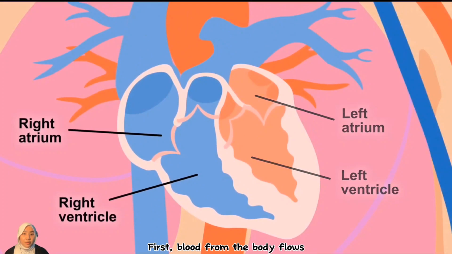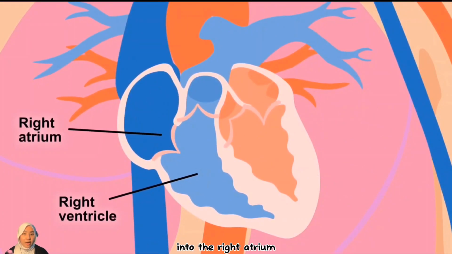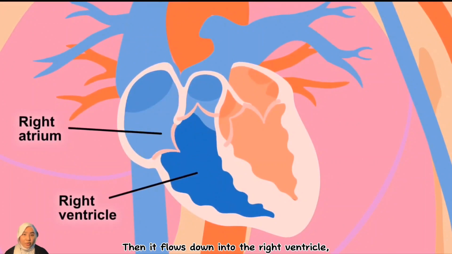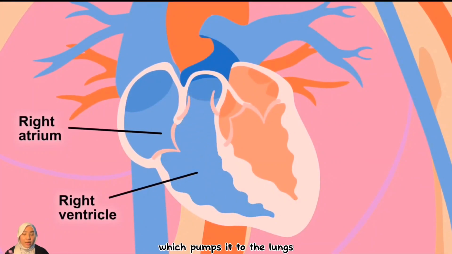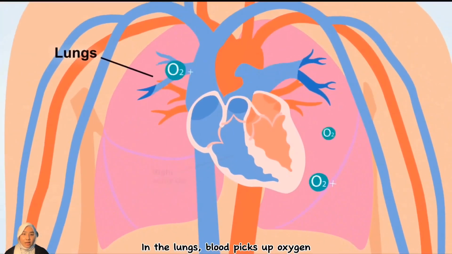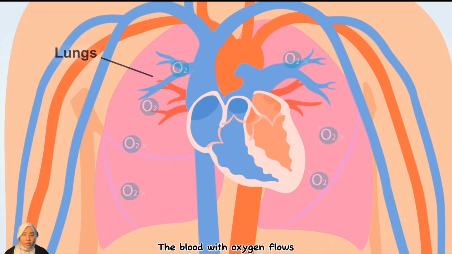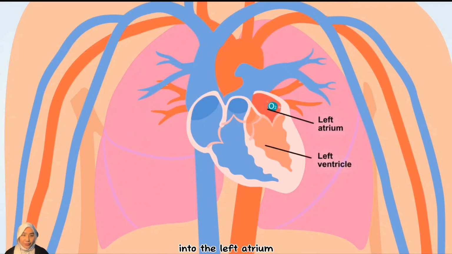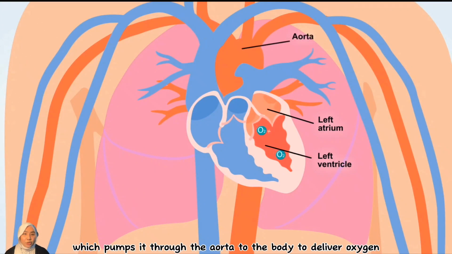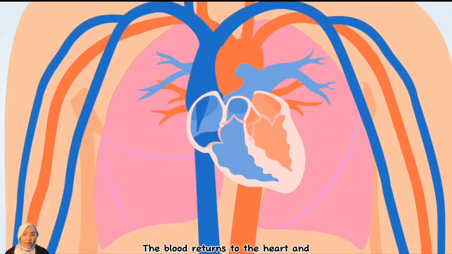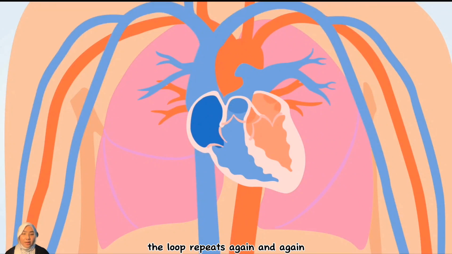First, blood from the body flows into the right atrium. Then it flows down into the right ventricle, which pumps it to the lungs. In the lungs, blood picks up oxygen. The blood with oxygen flows into the left atrium. It flows down into the left ventricle, which pumps it through the aorta to the body to deliver oxygen. The blood returns to the heart and the loop repeats again and again.